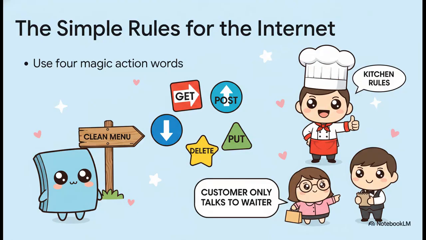And that right there is the big takeaway. These super simple ideas, a clean menu, 4 magic action words, and 2 basic kitchen rules are the foundation that allows the entire internet to work together. Its simplicity is actually its superpower. It allows anyone, anywhere, to build something new that can instantly connect with everything else, and that's why it became the standard for the modern web.